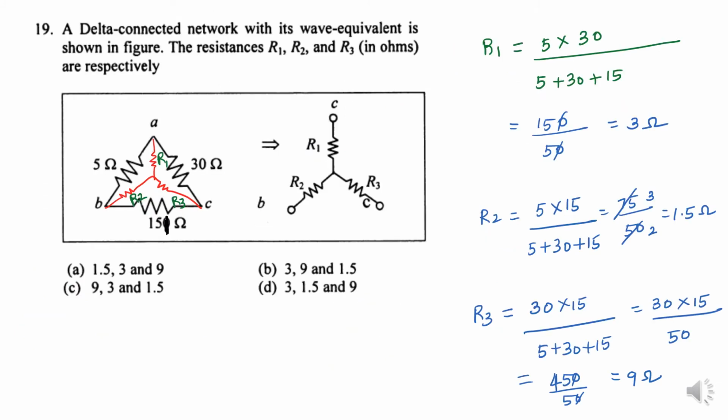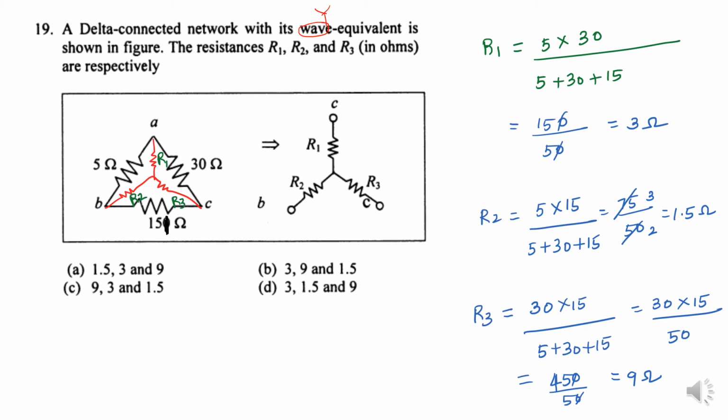Next problem. A delta connected network with its Y equivalent is shown in figure. The resistances R1, R2, R3 are respectively. Here delta is given and star is given. So first, inside the delta, you have to draw the equivalent star connection. And in the equivalent star connection you have to mention the resistances R1, R2 and R3. Then you have to find out these values.